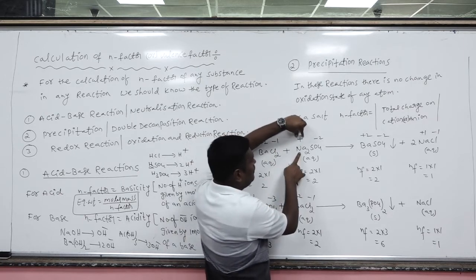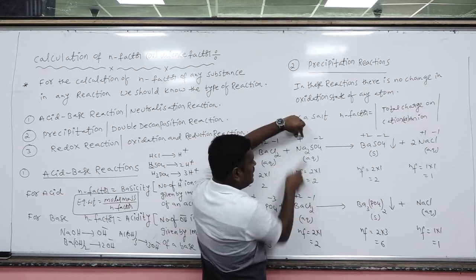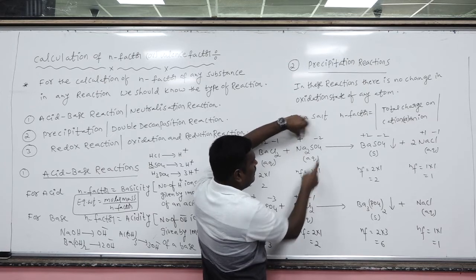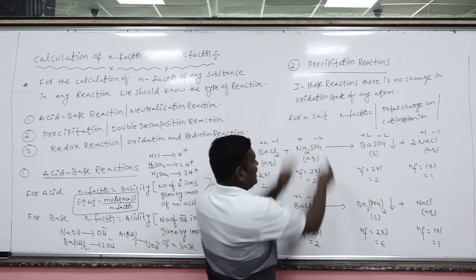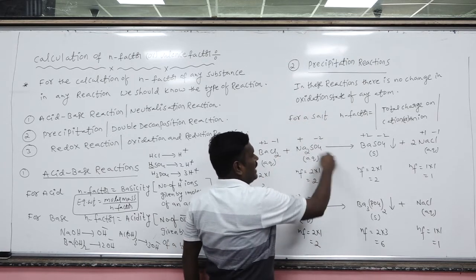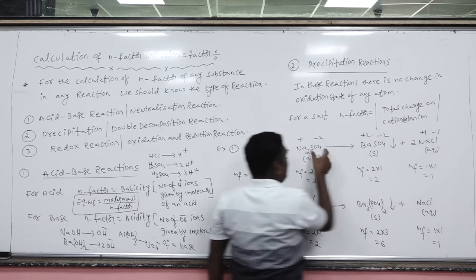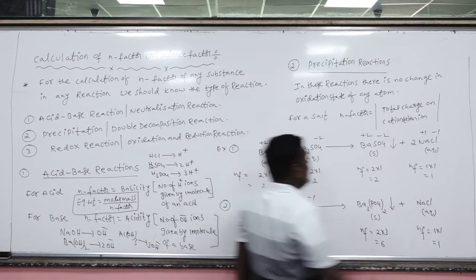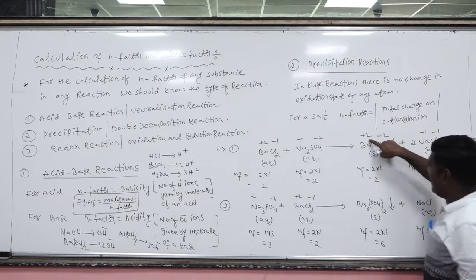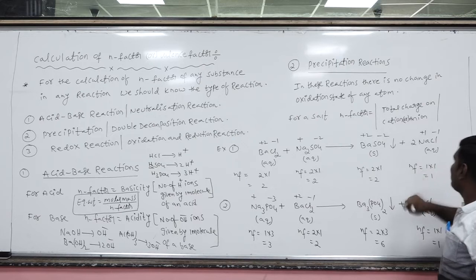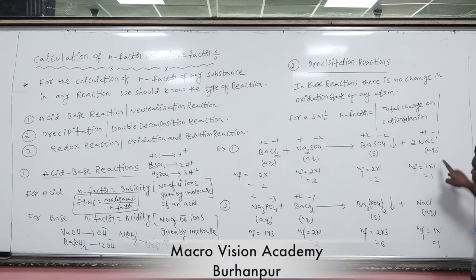Now come to sodium, valency 1. How many sodiums are there? 2. 2 into 1, that is 2. Even if you take it with respect to sulfate, it is a polyatomic anion, so the magnitude of the charge is -2. So the modulus is 2. Only one sulfate is there. Come to the right side, barium atom, valency 2, number of atoms 1. Sodium atom, valency is 1.